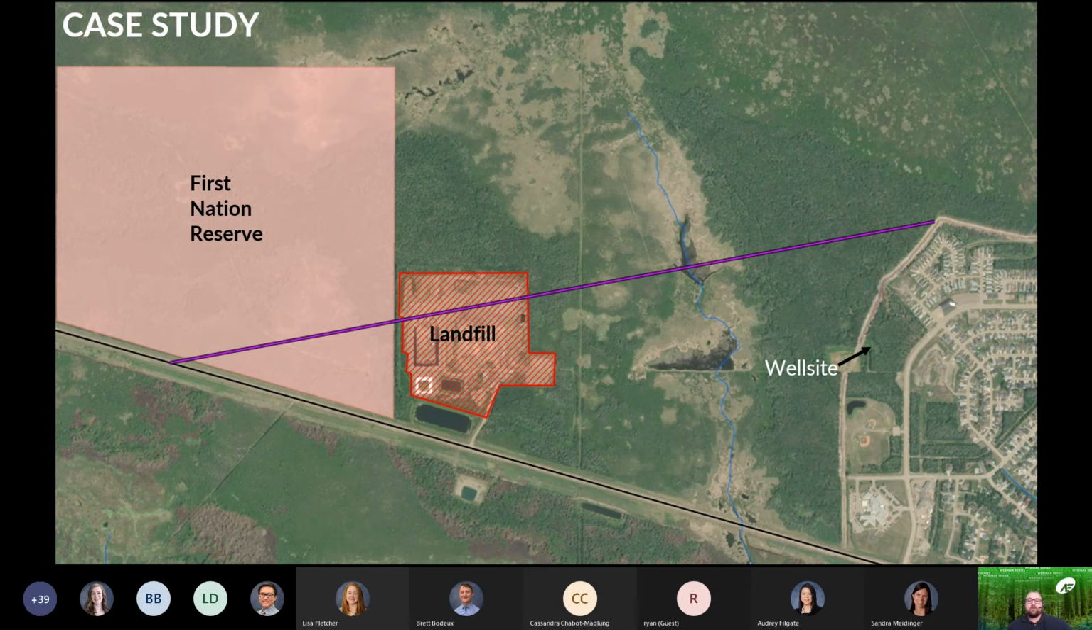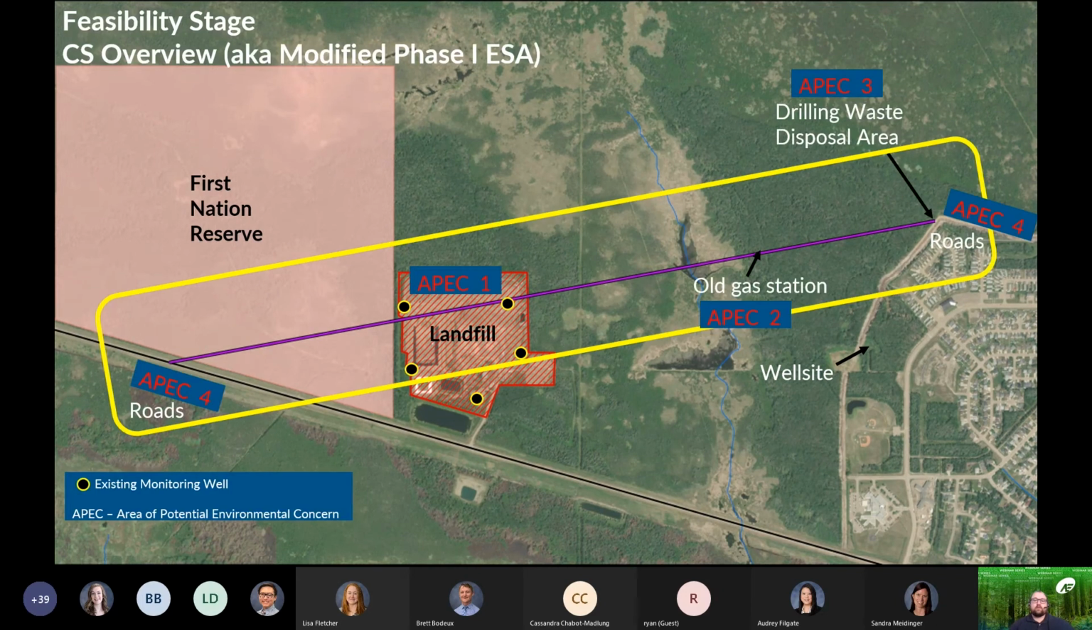There are several stakeholders involved in this project, including the First Nations and Indigenous Services Canada, the province, the county, and the town. Known contaminated sites before the project started include the closed landfill and an abandoned well site. So during the feasibility stage, a contaminated sites overview was conducted to understand the project area conditions, history, and flag any known or potential areas of concern.